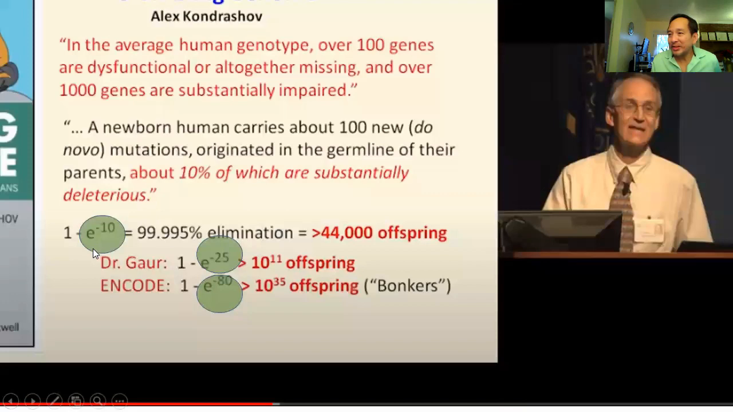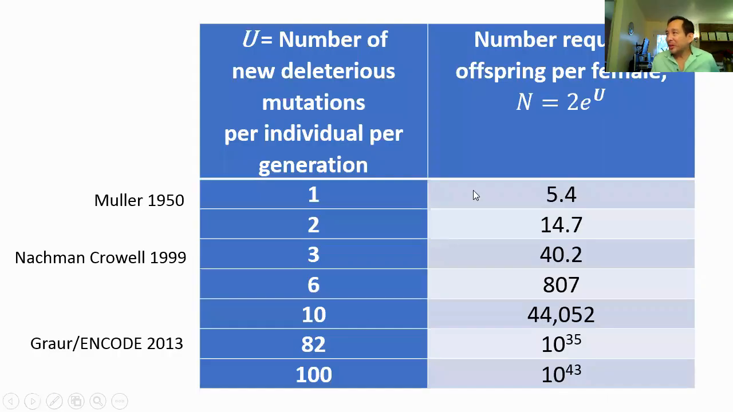Here it is. So we'll see this E to some power. Another way of stating it, which I think is clearer, is if we have a number of bad mutations, how many children does each female need to have in order to have at least one offspring that is free of the bad mutation? This relates to the Poisson distribution. I'll state the formula, and then clarify how it was derived. The formula is basically 2 times E to the U. When Dan Graur said 10 to the 35th, the exact number should be 82, and when you raise E to the 82nd power and multiply it by 2, you get 10 to the 35th on that order.